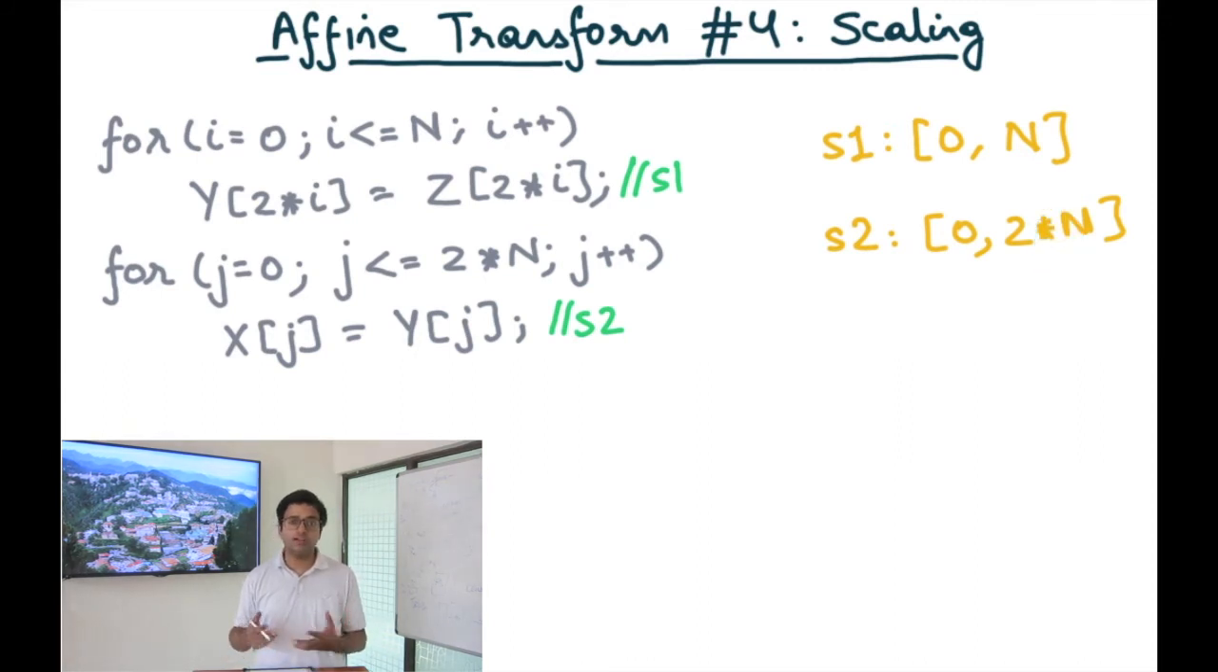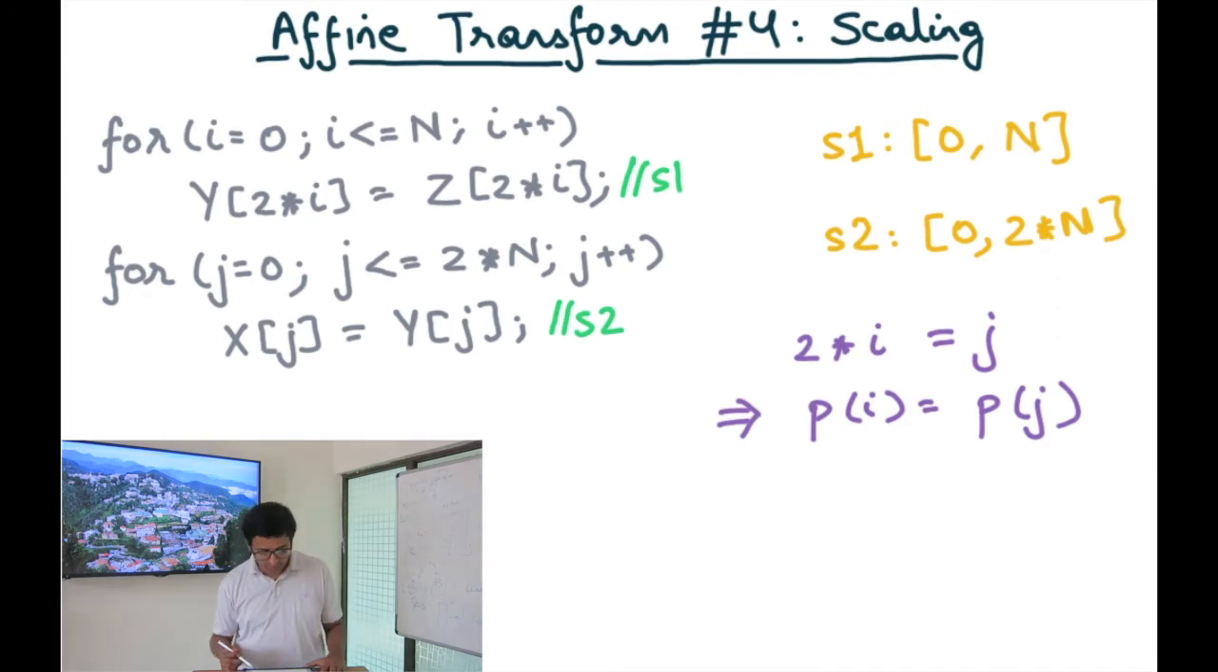Now I look at the data dependencies. I look at all possible pairs, and the only data dependency I see is between y of 2i and y of j. So there is a data dependency if 2i equals j. And whenever 2i equals j, the two iterations i and j must be mapped to the same processor through our affine function that maps iterations to processor space. In other words, p of i should be equal to p of j whenever 2i equals j. This forms our space partitioning constraints.